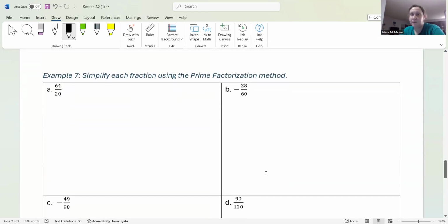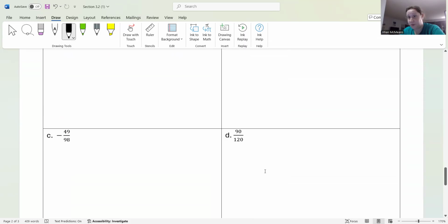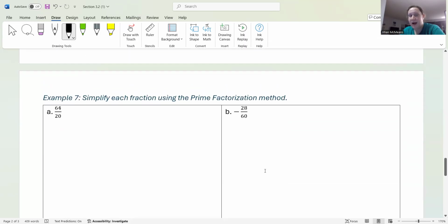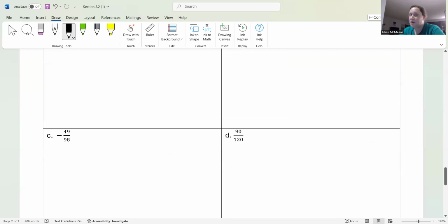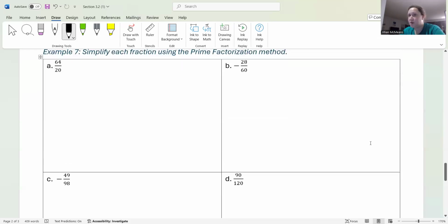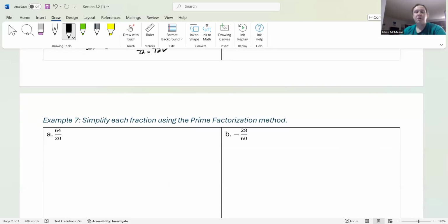So if you look here, we have 4 examples of the prime factorization method. I'm going to show you the full prime factorization method for just the first 2. And then for the last 2, we'll kind of do the hybrid thing that a lot of students are accustomed to. Okay, so the directions for example 7 say simplify each fraction using prime factorizations.